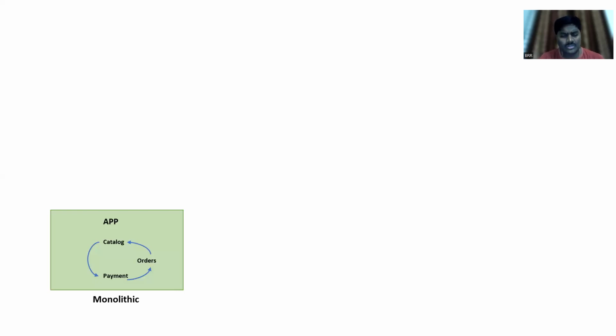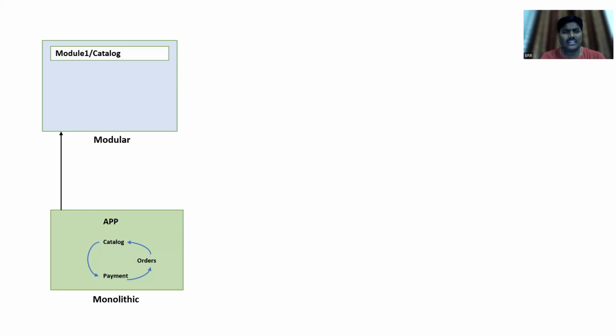So to separate the concerns of code, at least for development, it was transformed into a modularized architecture like this. Here the catalog was transformed into module 1, orders into module 2, and payment into module 3.